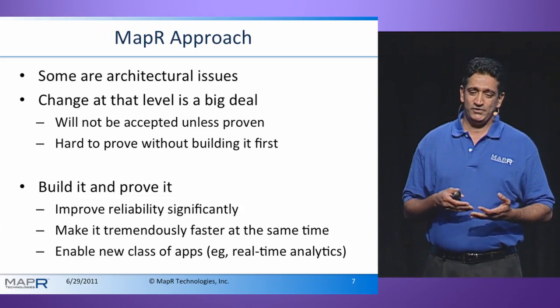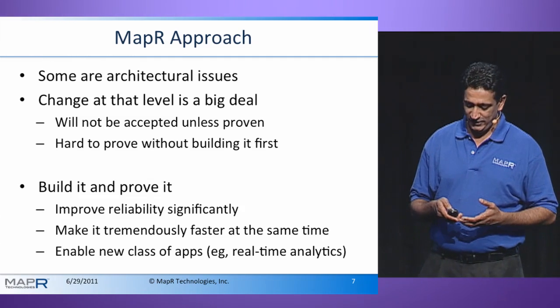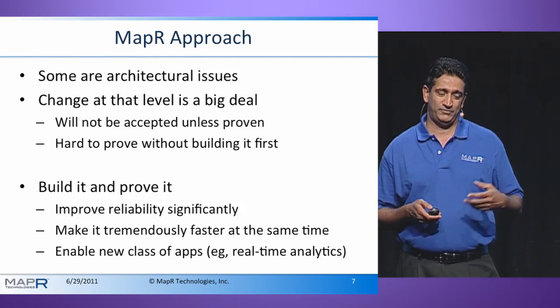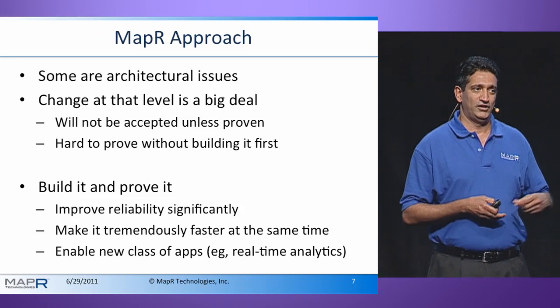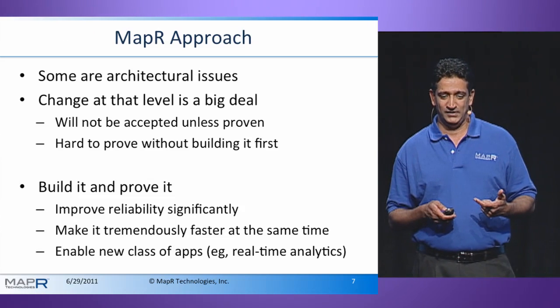And the goals were to improve reliability significantly, make it very fast at the same time, and enable a new class of apps. For example, for real-time analytics, not only do you need to be fast, but you also need to be highly available at the same time.